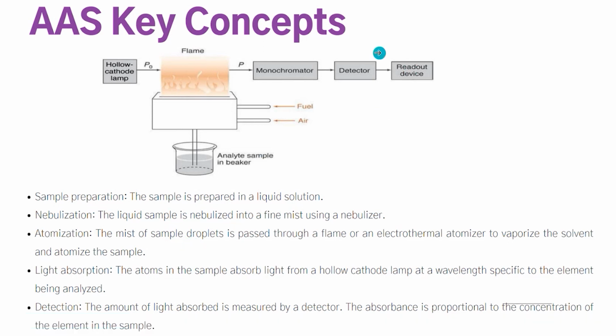Then in the detector, the amount of light absorbed is measured. So the absorbance is proportional to the concentration of the element in the sample. So when the absorbance is detected, that value represents the concentration of the element in a sample. So a more detailed explanation of the steps of AAS.